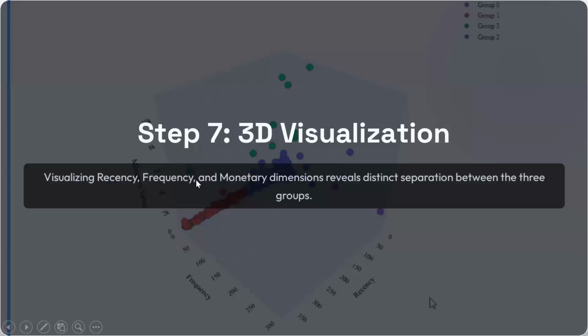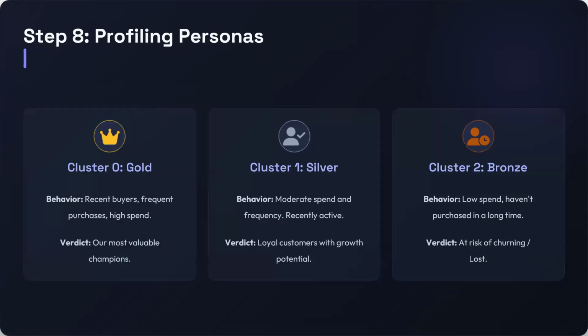But we'll see some examples. Okay, this is what I was talking about: the gold, silver, and bronze. Gold is cluster 0. The algorithm will give it like this, cluster 0. We need to understand that we are naming it as gold customers, and their behavior is recent buyers, frequent purchases and high spend. These are the most valuable champion customers.